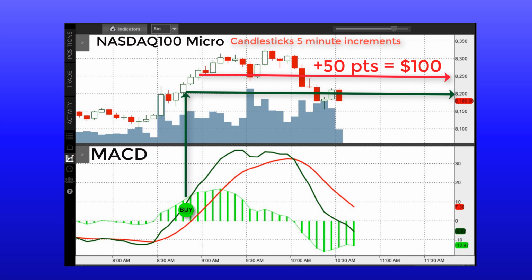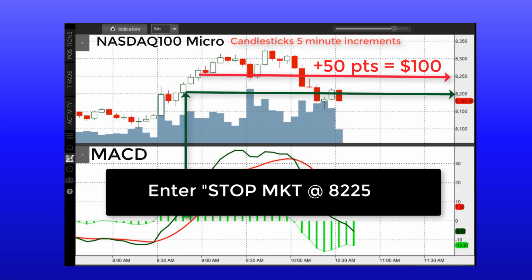Now, we have $100 in unrealized profits so far, so we're going to use a stop order to make sure we don't give it all back. We enter a stop market order at 8,225. Now what happens? Should the market trade back down to 8,225, it triggers a market order and you get the next available price, which means you would be out with approximately a $50 profit, give or take 1 or 2 little ticks.